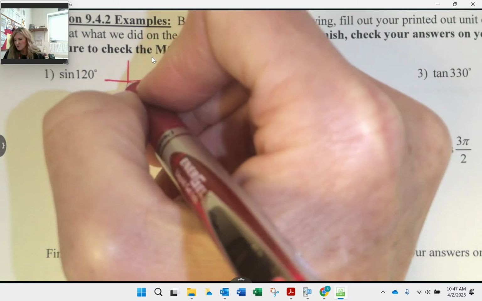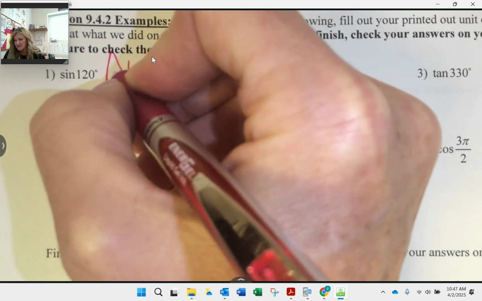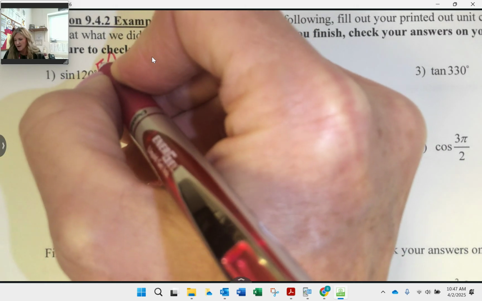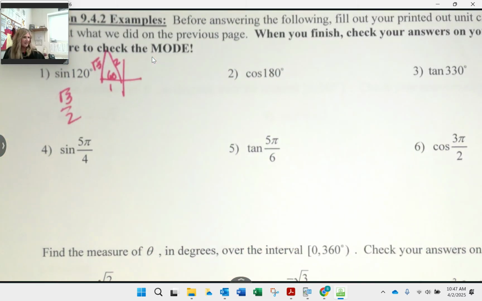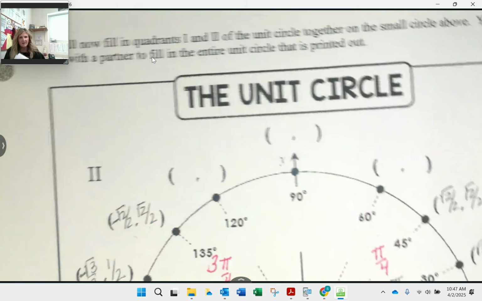We would draw a triangle. We'd say 120 degrees is 60 degrees away. We'd go 1, radical 3, 2. We do opposite over hypotenuse. Everybody with me there?